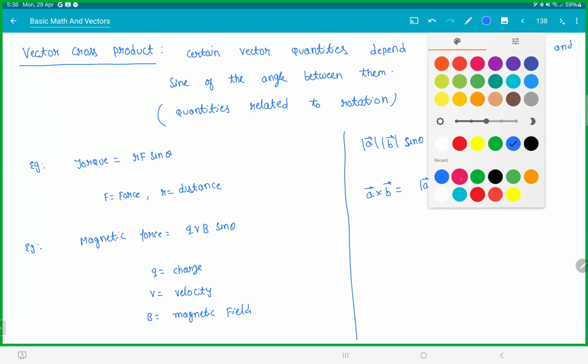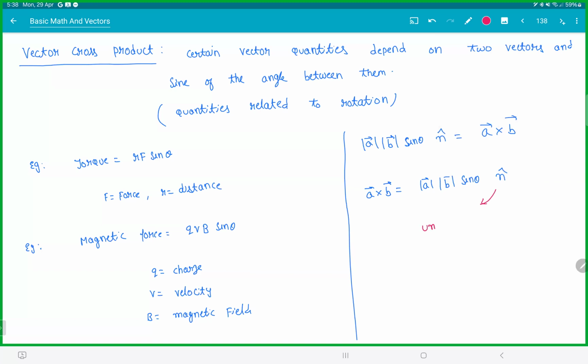So what is this n cap exactly? This n cap is a unit vector perpendicular to the plane of A bar and B bar. Basically, it's a pseudo vector. If you remember, that's what we discussed in the beginning. What does a pseudo vector give you? It gives you the sense of rotation. Instead of defining infinite directions, we can define the whole direction with one vector. It's not the actual direction. So that means RF sine theta becomes R bar cross F bar. QVB sine theta becomes Q V bar cross B bar. So these quantities just keep popping up.